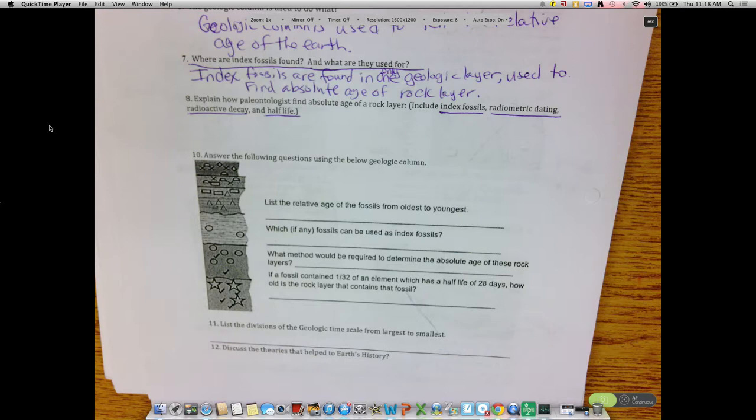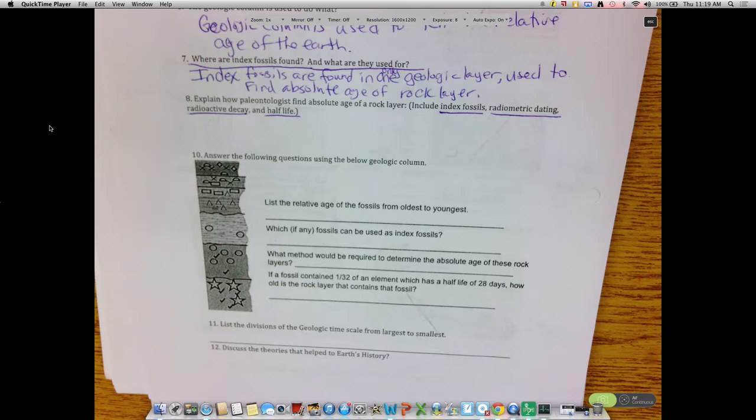So now we need to talk about absolute age. Absolute age, your attention should be up there. Absolute age is not talking about oldest and youngest anymore. We're actually talking about the actual age: billions of years, days old, months old, seconds old. No longer talking about relative stuff. So now we're talking about absolute. We need to include index fossils, radiometric dating, radioactive decay, and half-life.